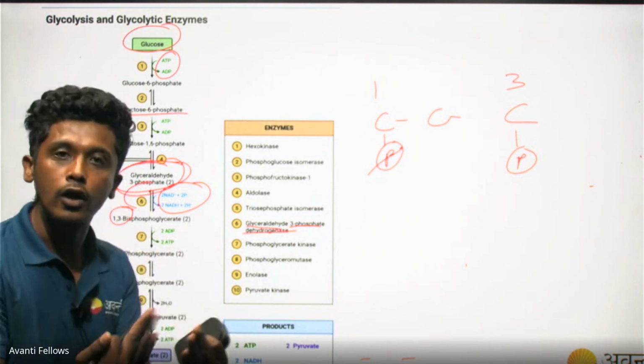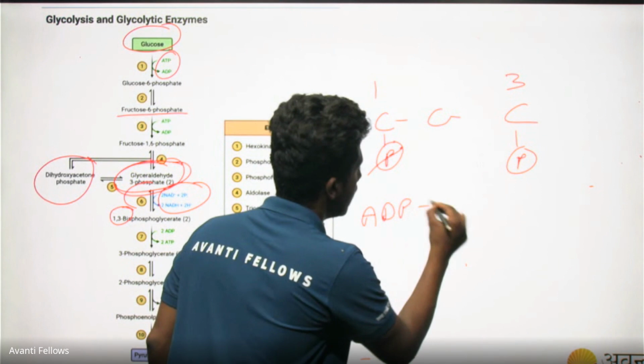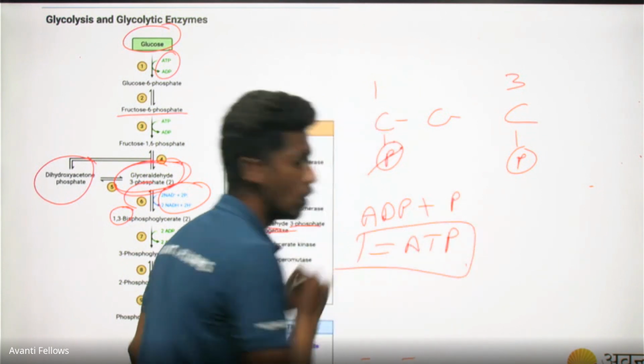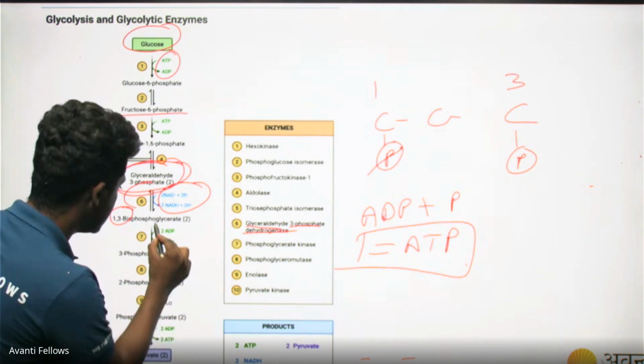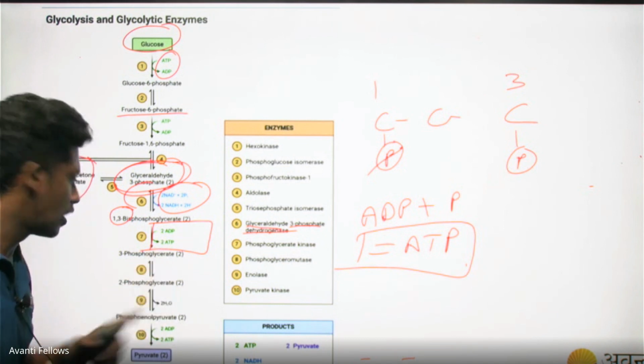One phosphate is gone. What do I do with this one phosphate? I will add it to the ADP. ADP plus phosphate will give what? ATP. Is my ATP an energy molecule? Yes. So where do I get this investment? Here. Okay, here I get the returns. One molecule of ATP I get.